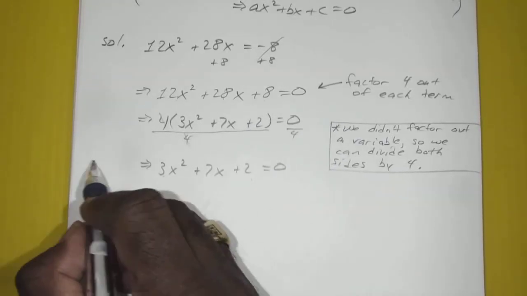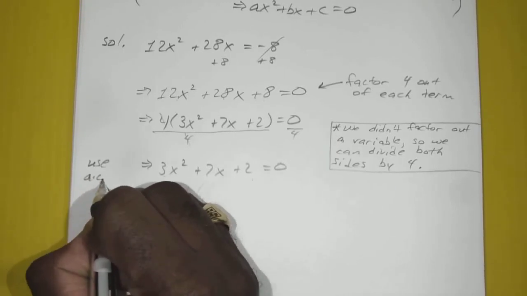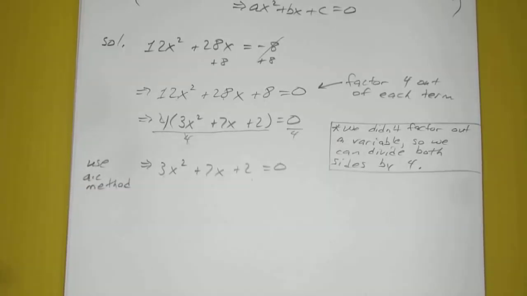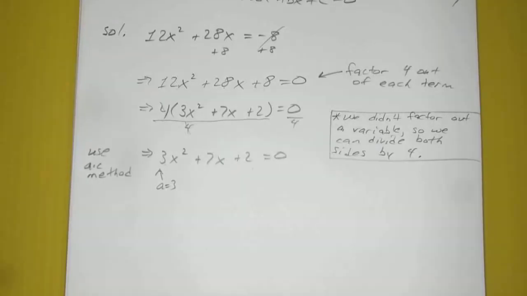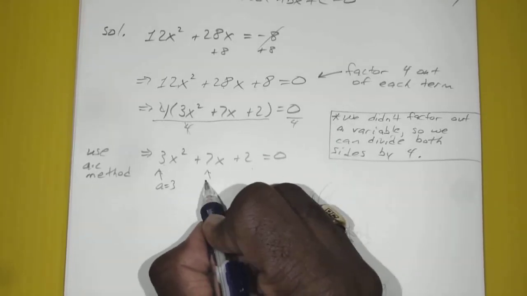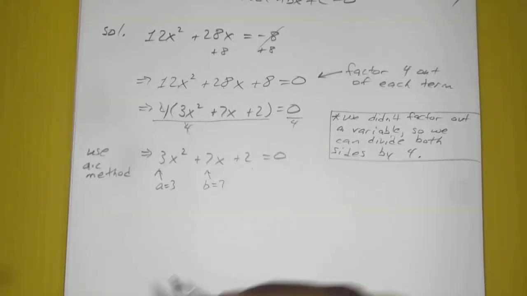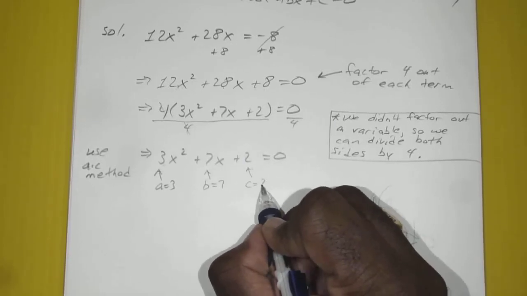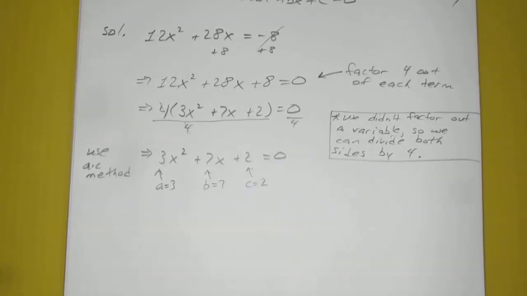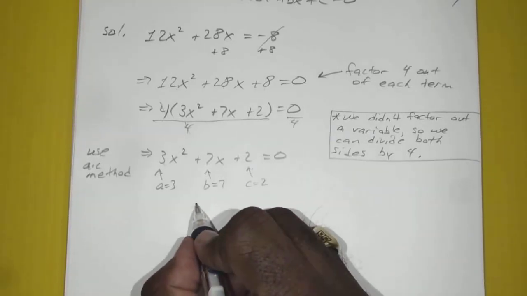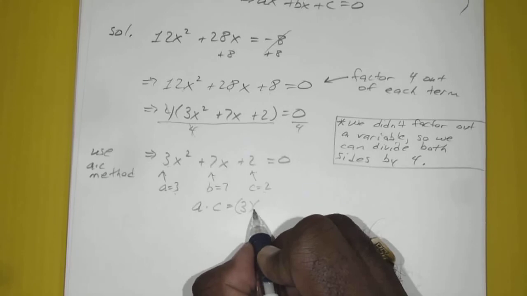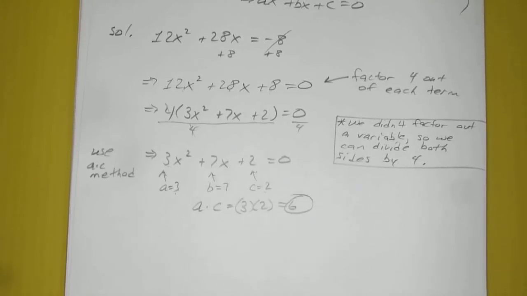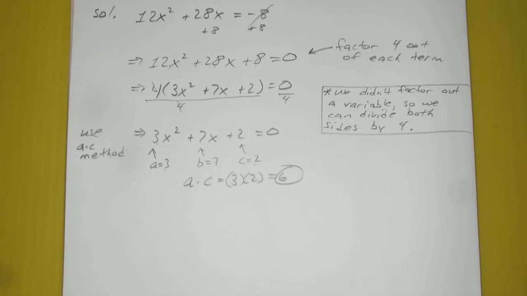Okay, so now here we can use the A times C method, where we have our A is equal to 3. We know our B is equal to 7. And we know our C is equal to 2. Which means that our A times C is going to be 3 times 2, which is 6.